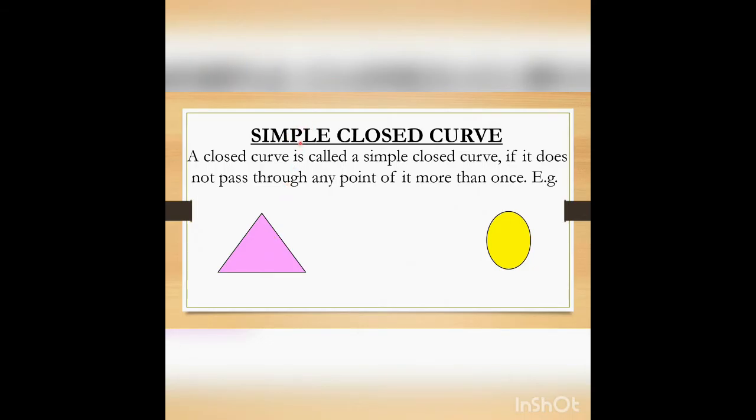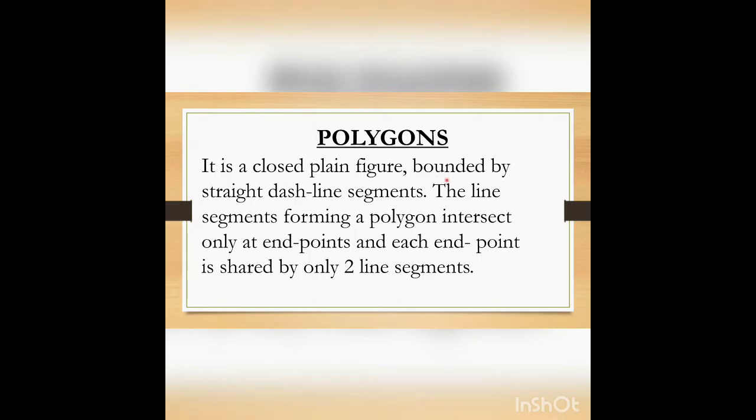Now, simple closed curves. A closed curve is called a simple closed curve if it does not pass through any point of it more than once. Children, you can see easily no point is passing through another point more than one time. Now coming to polygons, most awaited. It is a closed plane figure bounded by straight line segments.